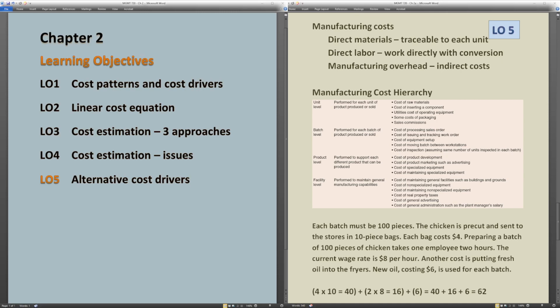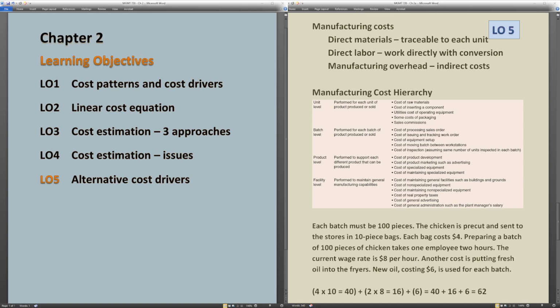Each bag costs $4. So if we go down to the calculation at the bottom, if we're doing a batch of 100 pieces and we want to know the total cost of the batch, the first thing is the chicken itself. There are 10 bags per batch and each bag costs $4. So the chicken in the bags costs $40. Preparing a batch of 100 pieces, well, that's one batch, takes one employee 2 hours. So we have 2 hours of labor for one batch, and that's $8 an hour.